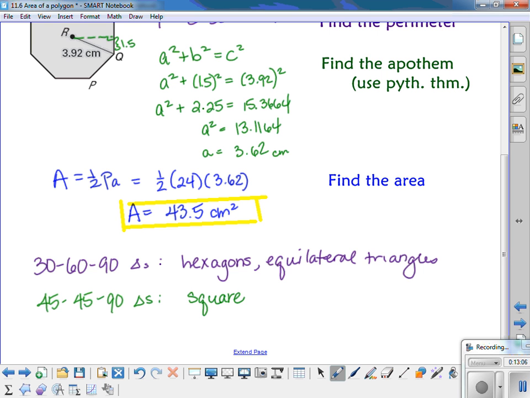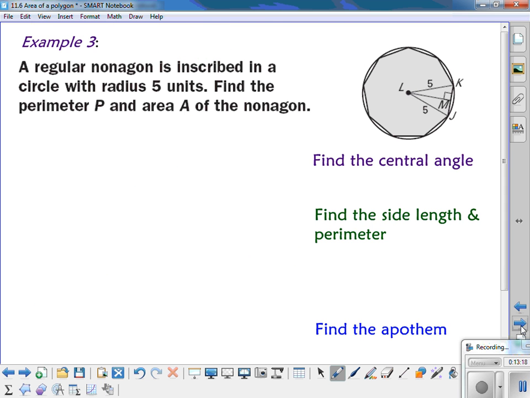If you don't have a special right triangle and you don't know at least 2 of the 3 sides, in other words, you can't use the Pythagorean theorem, then what's left? Well, what happens is we end up having to use our trig ratios. So in example 3, we're going to have to use our trig ratios to find the apothem. All right, so here I've got a regular nonagon that is inscribed in a circle with a radius of 5 units. And we're going to find the perimeter P and the area of the nonagon.